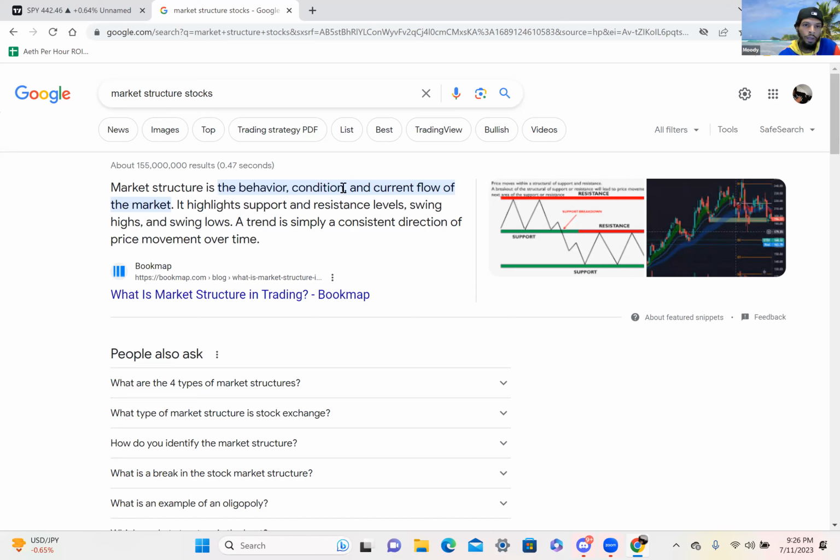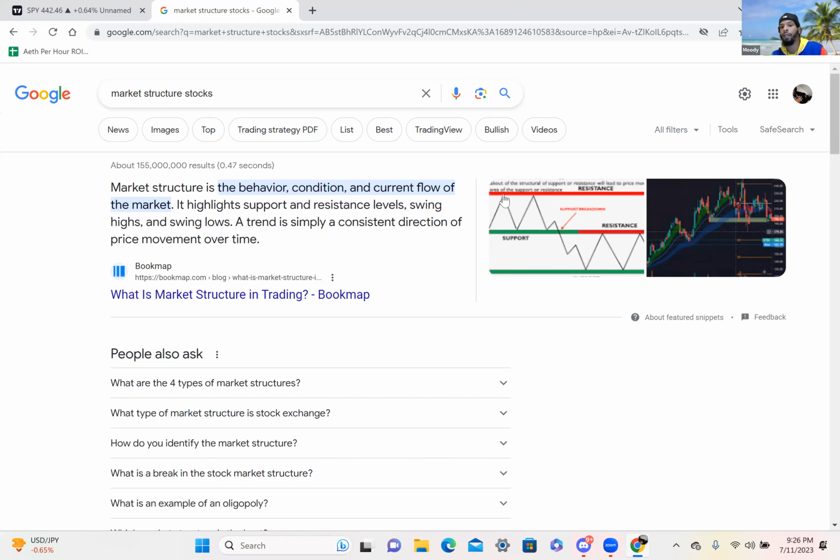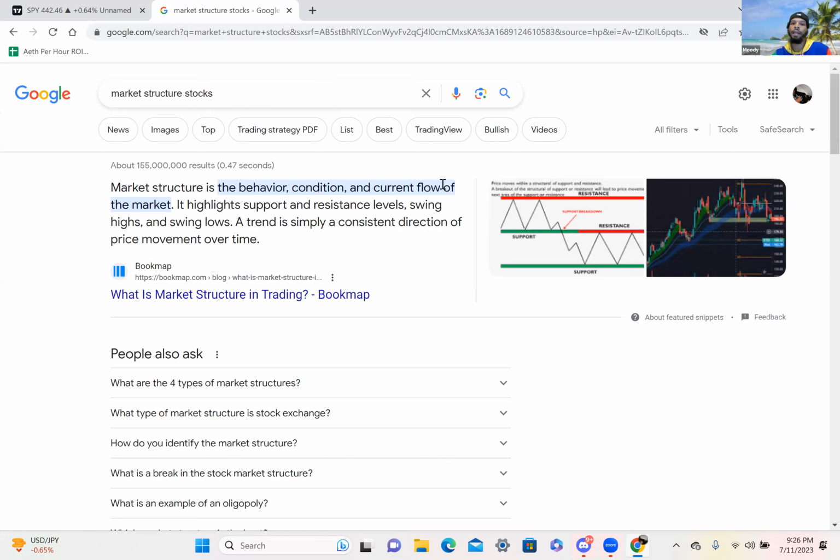So behavior is going to be your price action. How is it fluctuating, right? It can be a bunch of candles together that form a pattern, right? But the condition is going to be, hey, are we in an uptrend, right? Looking at this line right here, are we uptrending or are we downtrending, right? Or are we consolidating, trading sideways? That's your condition, right? And the current flow of the market is everything that I just spoke on together. So what is that going to do?